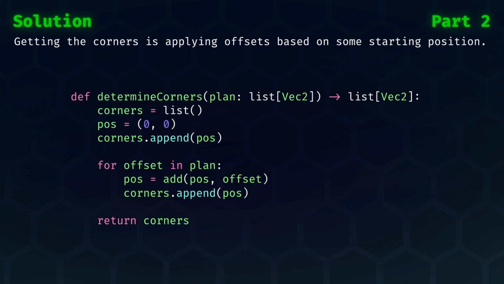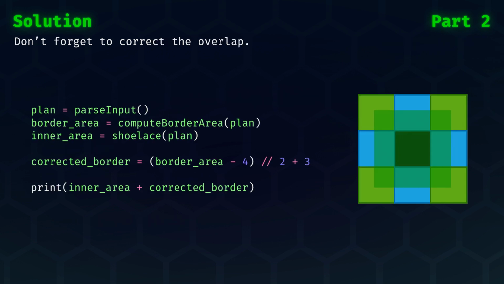For completeness' sake, here's how to move from the plan, which is a list of offsets or directions, to the actual list of corners. We just start at some position, in this case 0, 0, and we set that as our first corner. Then we keep adding each offset in our plan to the position, and we append to the list. Then last but certainly not least, we of course have to correct for the overlap on the border area as explained earlier in this video.